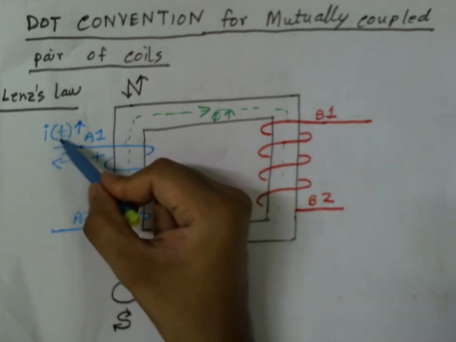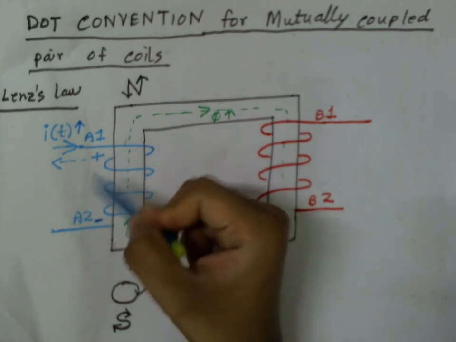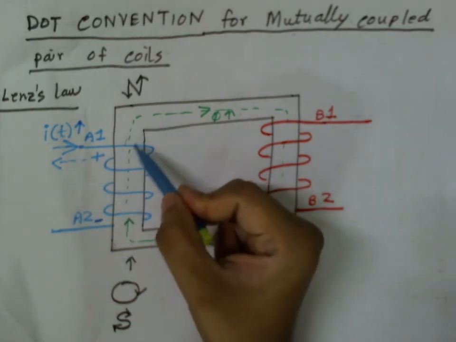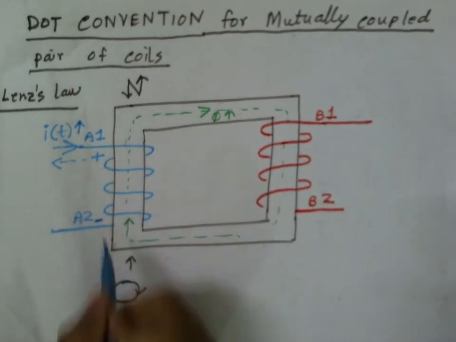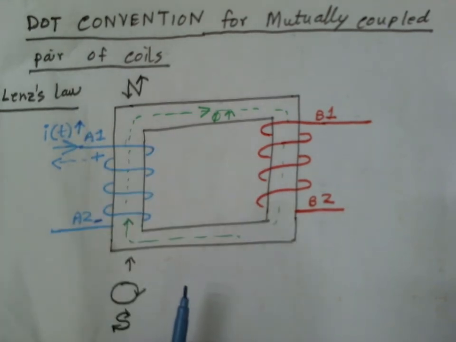When i(t) is increasing, flux phi increases, but this induced EMF tries to drive the current in the opposite direction so that the flux could be reduced. So this side is plus and this side is minus. That's what we have found using Lenz's law.